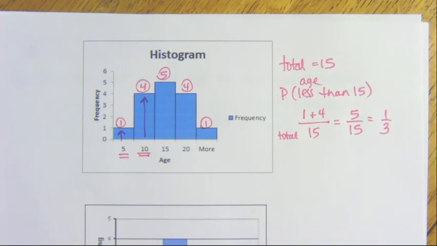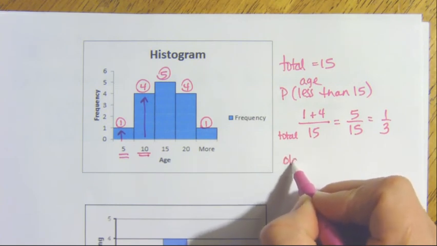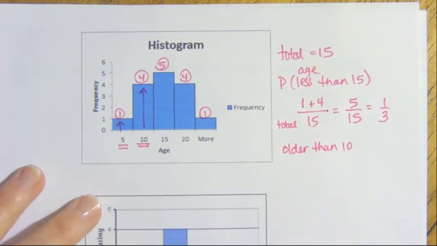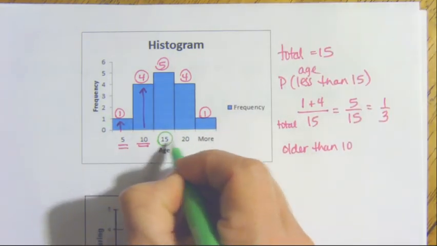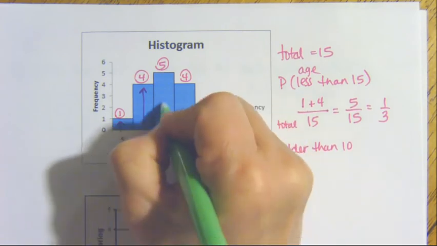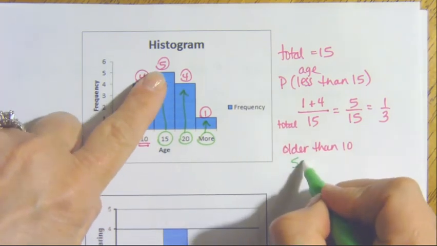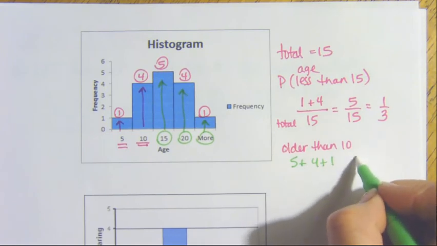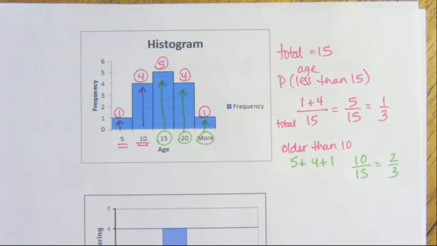Let's say I would have done that same one, but I say how many people are older than 10. Just so I do something different here. If I want all the people that are older than 10, I'll use a different color here. Then I would want all the 15 and the 20 and then the mores. So I'd add up these three numbers right there. So I would have 5 plus 4 plus 1. So that would be 10 over my total is still 15. And then that would be 2/3.